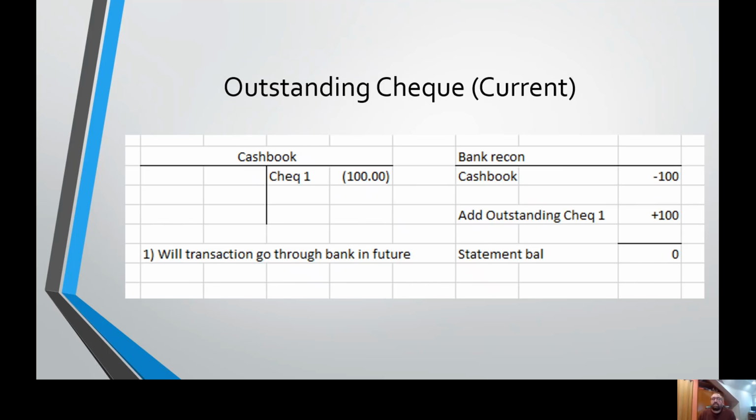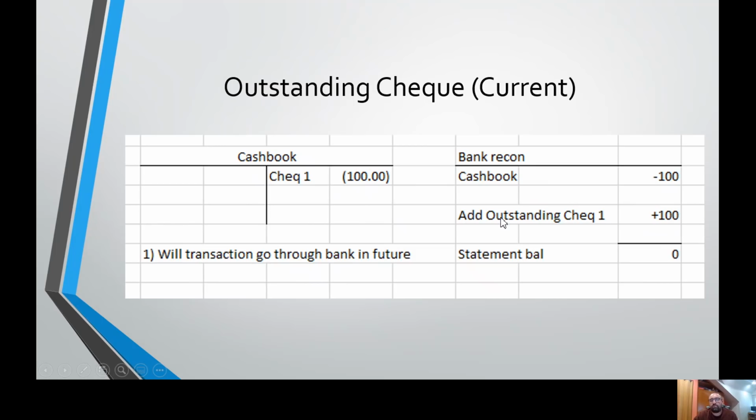If that client hasn't banked it as at the date of my bank recon, and this is the only transaction in the world, what will my statement balance be? If I go and look on my actual statement, the balance will be 0 because nothing's happened. There's a check that's been issued, but the guy hasn't banked it yet. So my statement balance will be 0. Now we know our cash book is at minus 100. We know we have to get to 0. So our first rule is we have to add outstanding checks, because minus 100 plus 100 equals 0. So the first rule is we add outstanding checks.